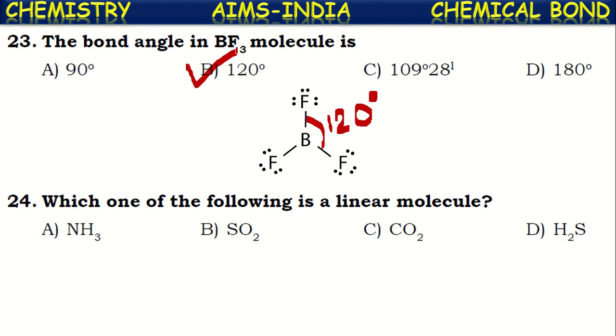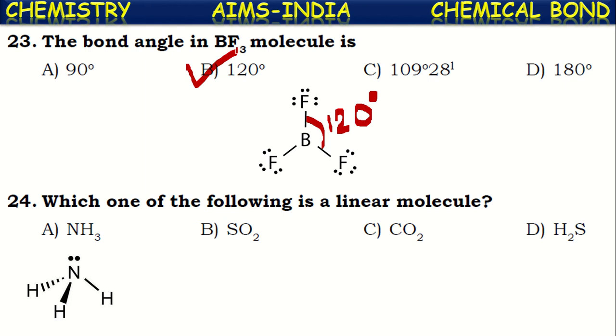Next, which one of the following is a linear molecule? To be linear, what should be there on the central atom? There should be two bond pairs and no lone pairs. Let us observe the structures of these molecules once. Ammonia molecule has three bond pairs, one lone pair. So the shape will be pyramidal. Trigonal pyramidal shape it is called.